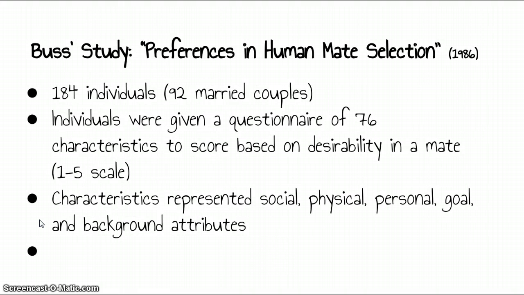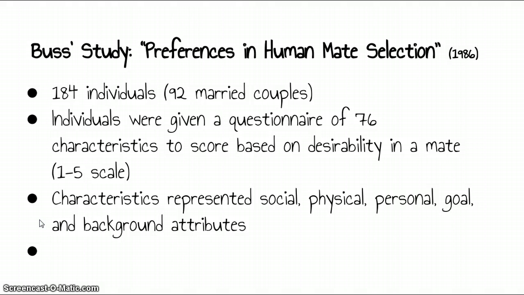Buss's study, the first one I'm going to talk about, was titled Preferences in Human Mate Selection, and it was done in 1986. There were 184 individuals chosen at random, and these were 92 actually married couples, so all of them were married. Each one of them individually was given a questionnaire of 76 characteristics to score based on desirability in a mate. And they were asked to score it from 1 to 5.